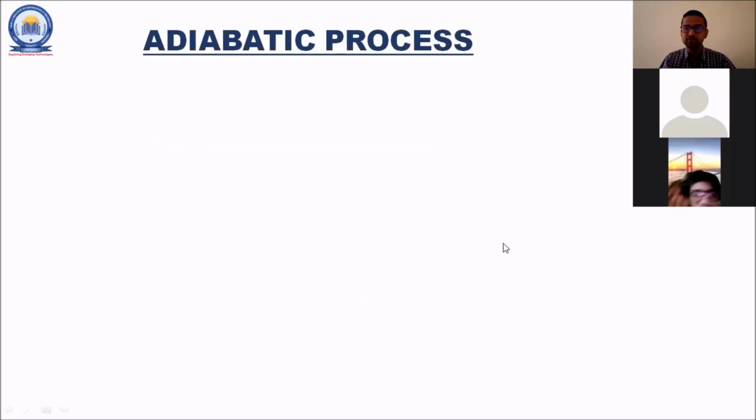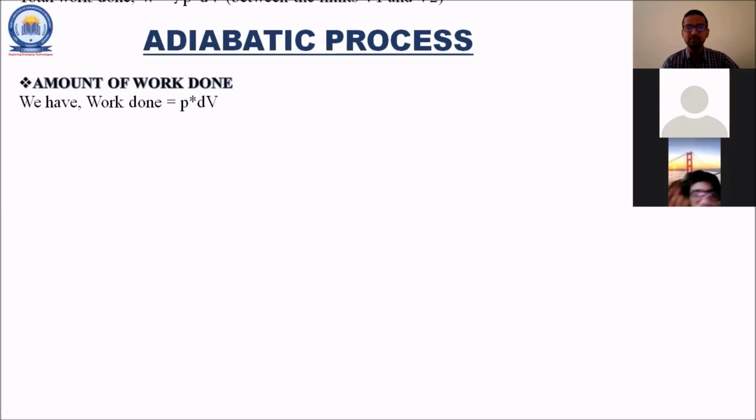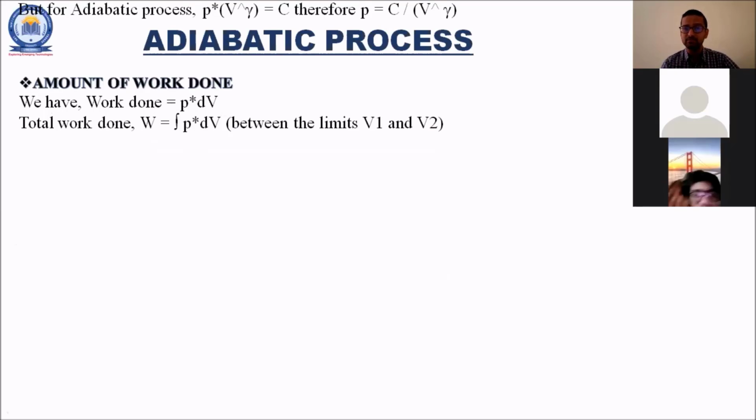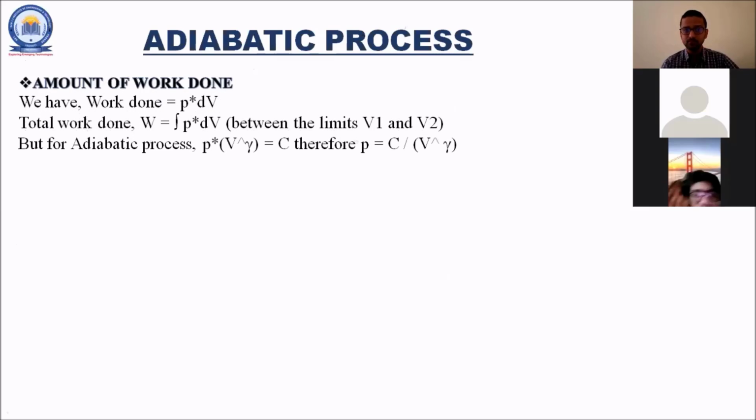So now let us proceed further. The amount of the work done. We know that work done is equal to P dV. So the total work done, W, is equal to the integration of P dV between the limits V1 and V2. For an adiabatic process, we already know that P V raised to gamma is equal to constant. So I can write P is equal to C upon V raised to gamma.